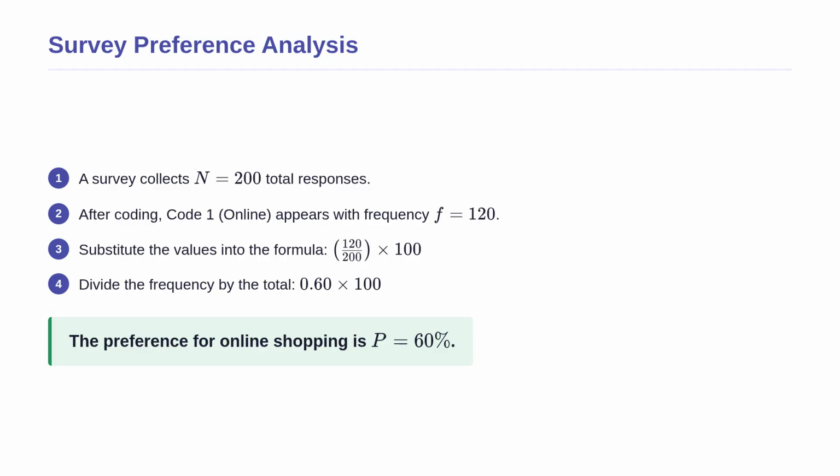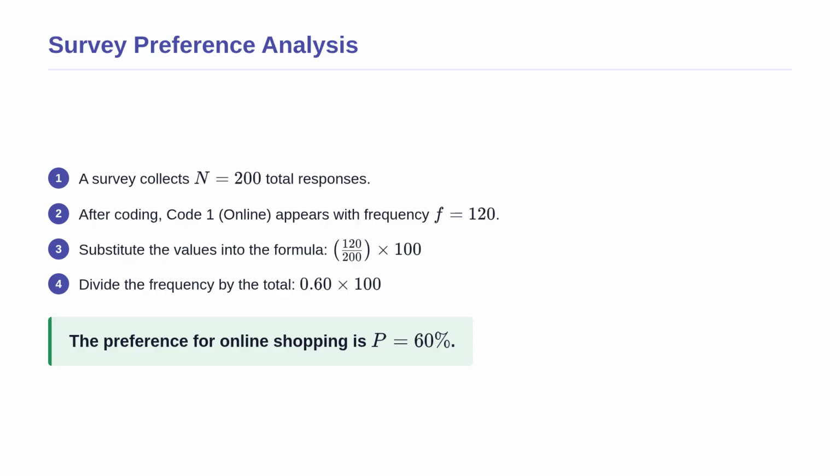Let us see how this percentage formula works in a real survey scenario. You have collected a total of 200 survey responses, so N equals 200. After reading and coding all the forms, you find that 120 forms fall under code 1, which represents online shopping. This means our frequency, F, is 120.